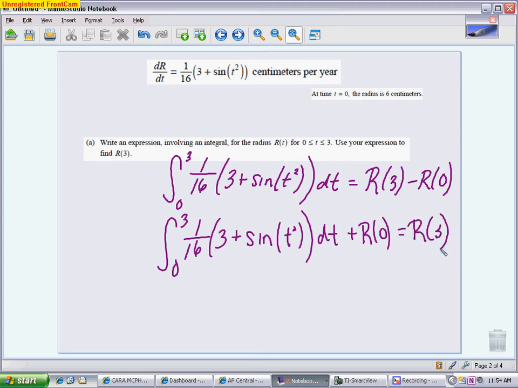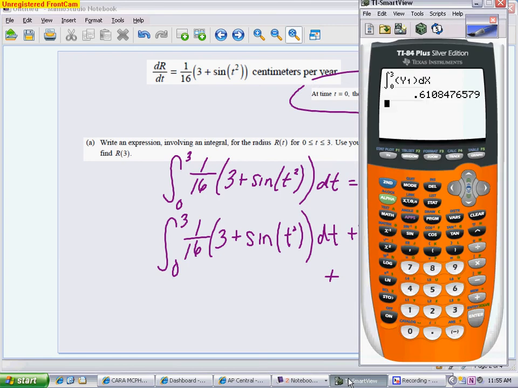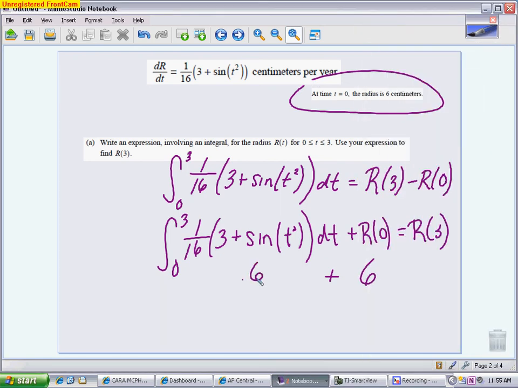And at this point, I can just go in and say, okay, I know r of 0 is 6, because they tell me that at the beginning of my problem, that at time equals 0, the radius equals 6. I know this value is approximately 0.611 or 0.610. Add them together, I get 6.610, or 6.611.